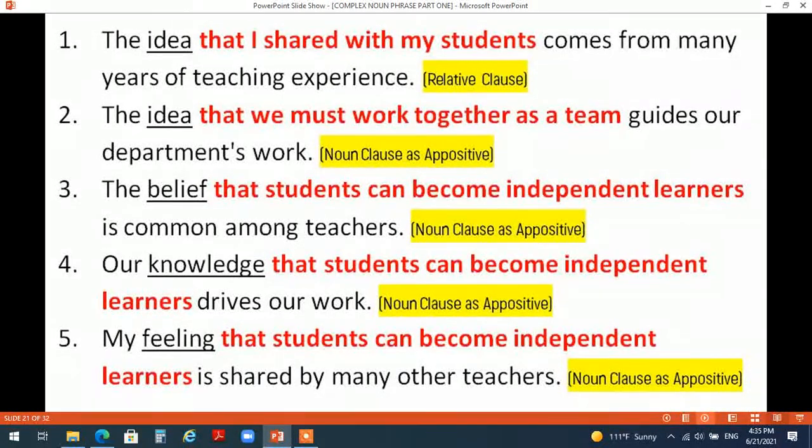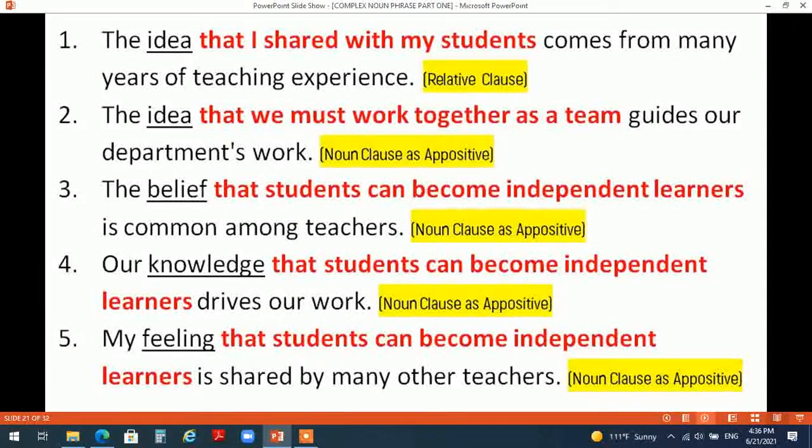Number two, the idea that we must work together as a team guides our department's work. Here, I cannot replace that with which. I cannot say the idea which we must work together. راح تكون الجملة خاطئة. وأيضا ما أقدر أحذف that وأقول the idea we must work together. إذن I don't have a relative clause here. I have an appositive clause.